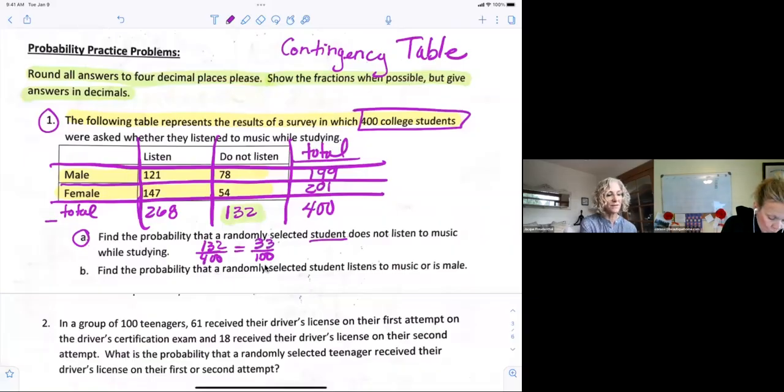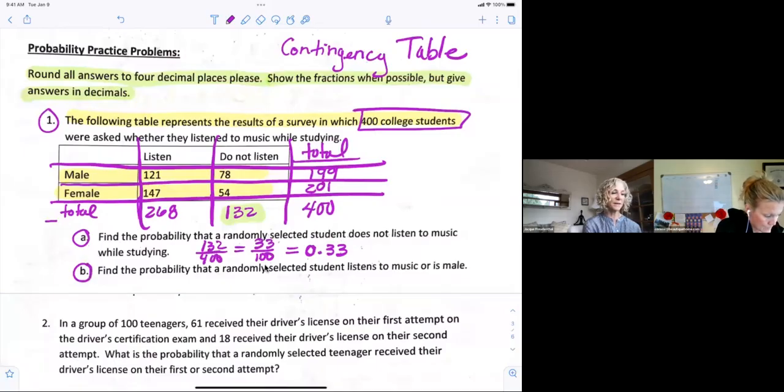So that's a simplified fraction, or we can write it as a decimal. Typically, probability is given with decimals, so we usually interpret them off of the decimal. And 0.33 is exactly 33 hundredths. Okay, let's move on to part B.